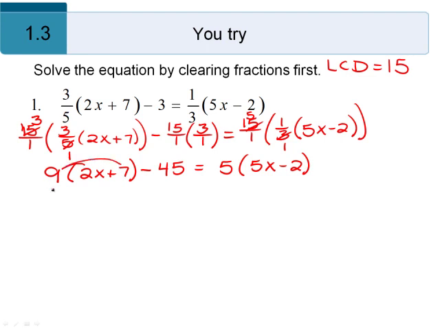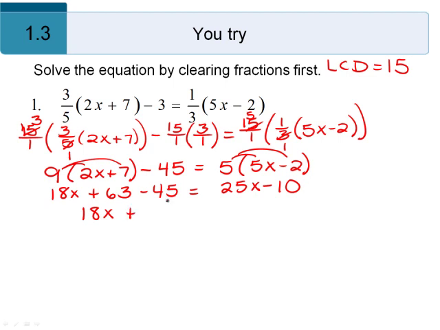So we're going to have 9 times 2 is 18x plus 9 times 7 is 63 minus 45, and then distribute the 5. That's going to be 25x minus 10. Now, like terms on the left, I've got some constants there. 63 minus 45, yes, is 18. Equals 25x minus 10. Now, same steps. Move your variables to the left.